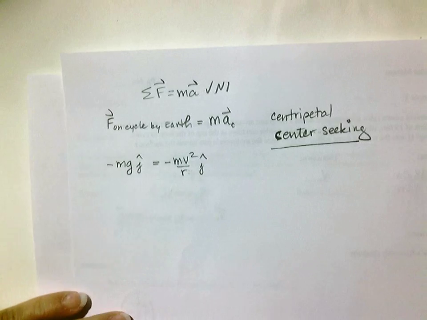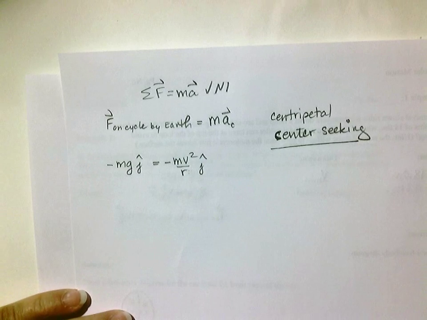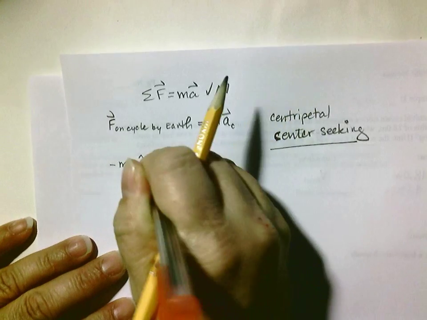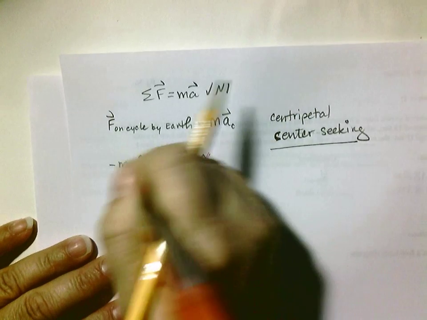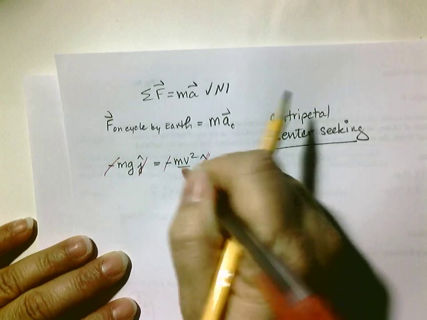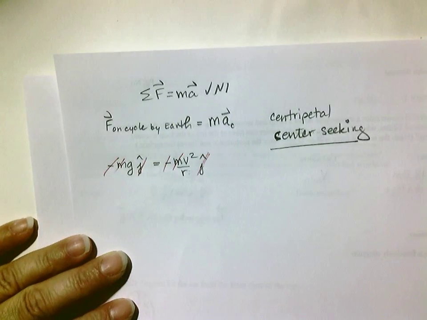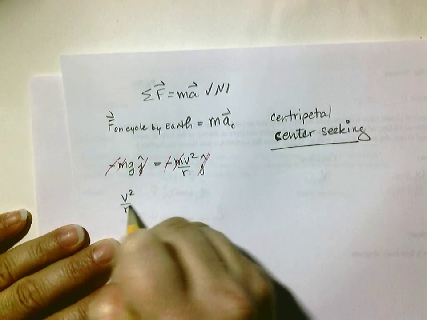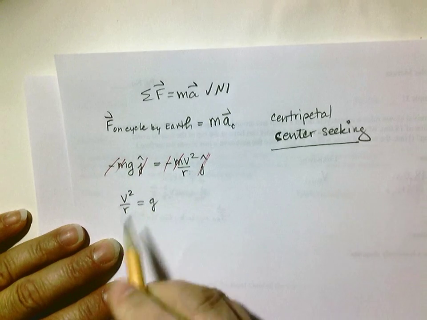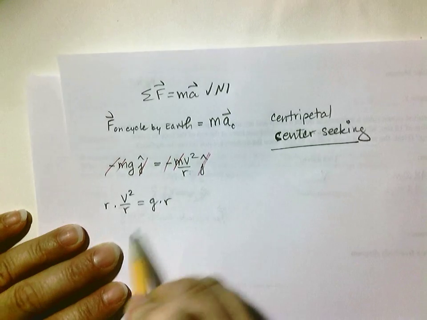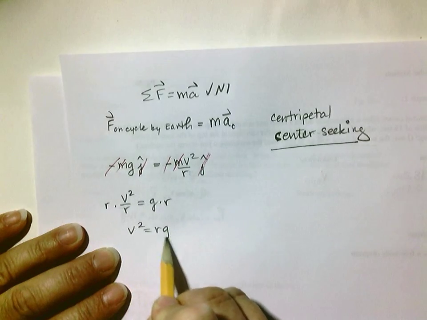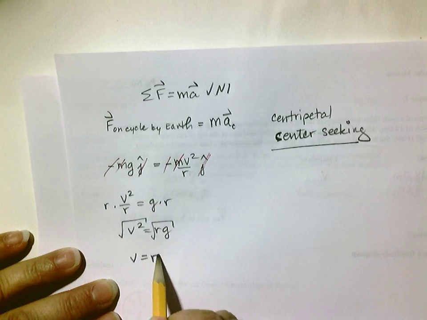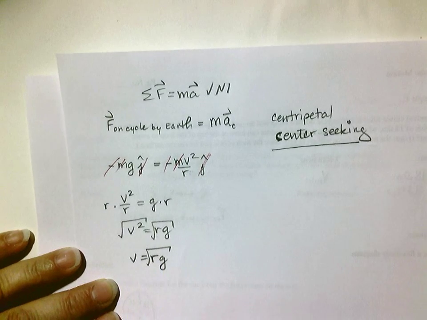Okay, now I'm going to solve for v. I'm going to cross out the j hats from both sides. I'm going to cross out the negatives. I'm going to cross out the m's. The m's cancel out because I have m on both sides. I end up with v squared over r equals g. If I multiply both sides by r, I end up with v squared equals rg. If I take the square root of both sides, I end up with v equals the square root of rg.